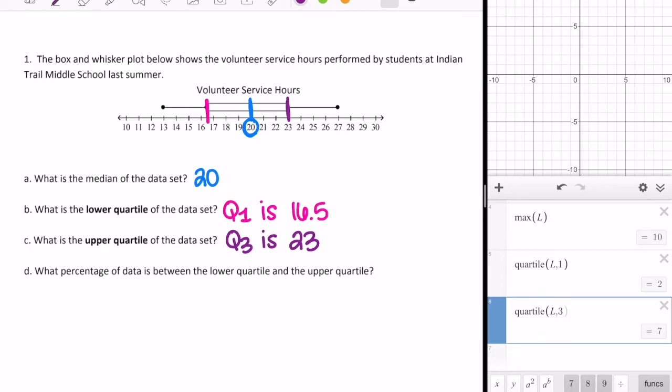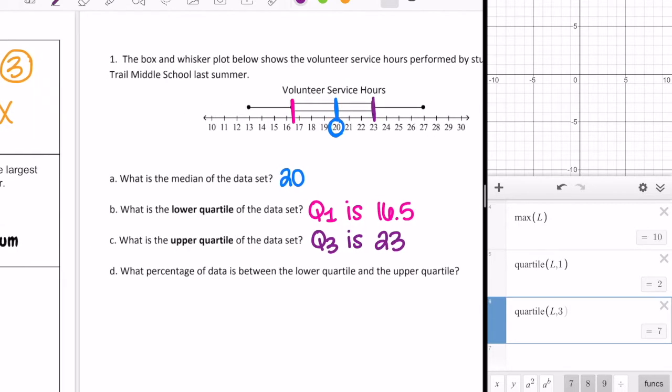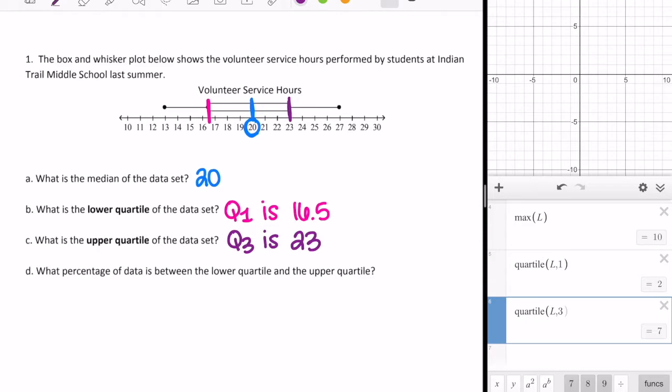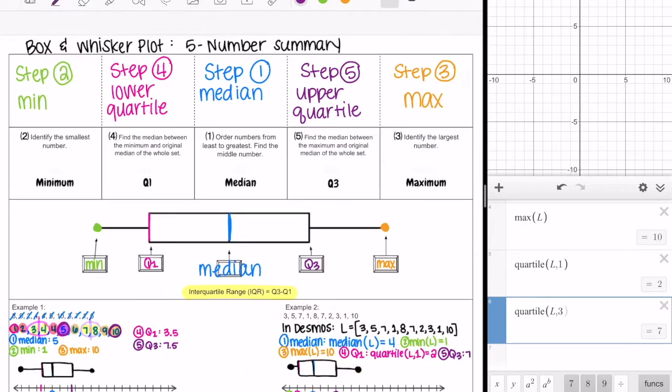All right, so let's go back to talk about the percentages of data between each set. Remember that your median is halfway. This is the halfway mark of your data set. So that means half of the data is to the left and half is to the right. As a percentage, that means that 50% is on the left and 50% is on the right.